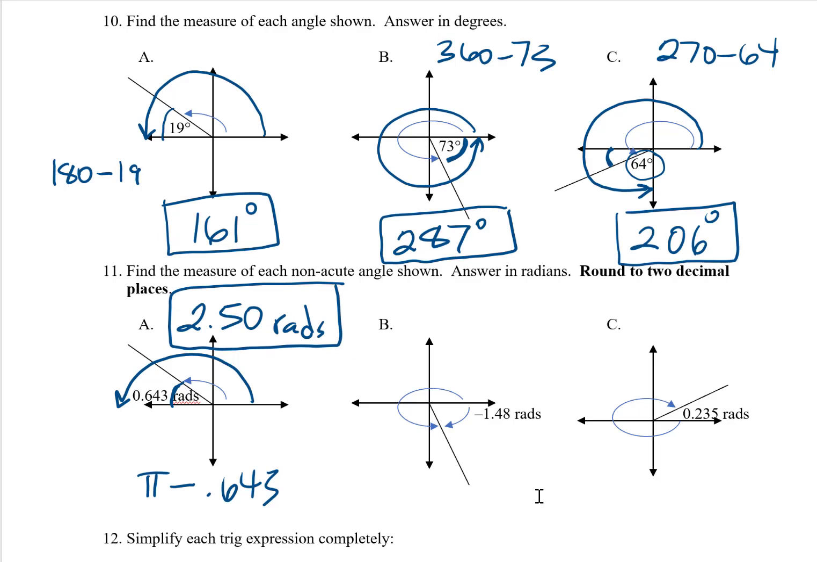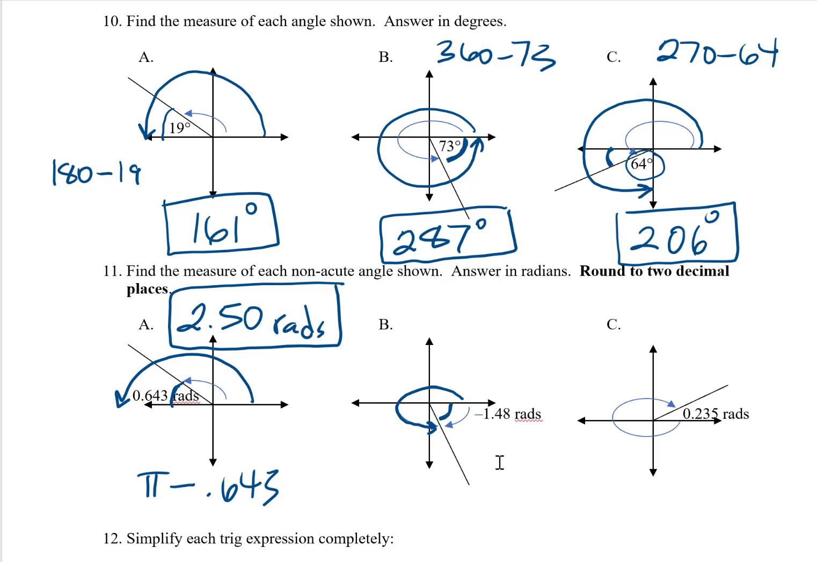Part B, let's see, we're given the measure of this littler angle. It's negative 1.48 radians. I want the measure of this larger angle here. So how can we figure that out? I guess what I'm thinking is that the negative doesn't really matter that much.